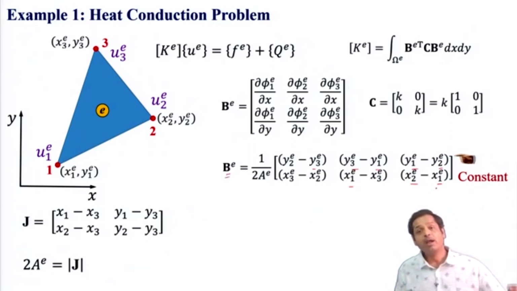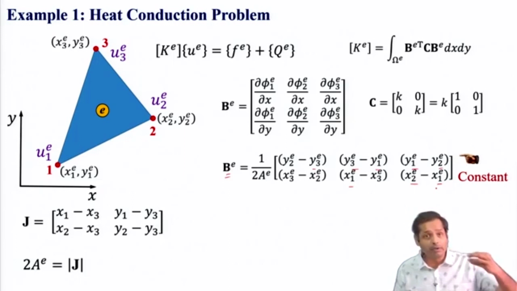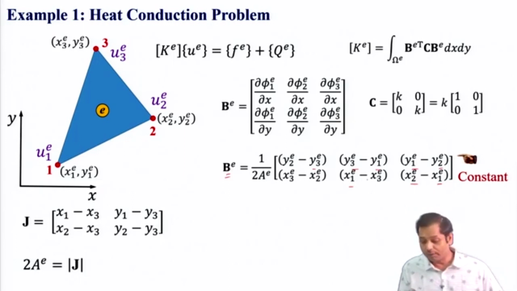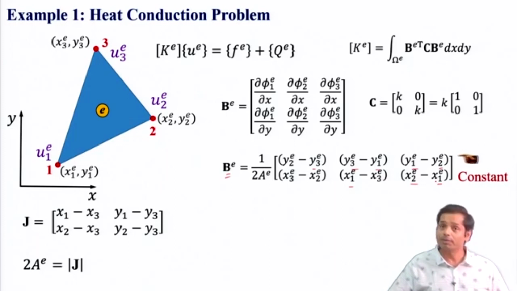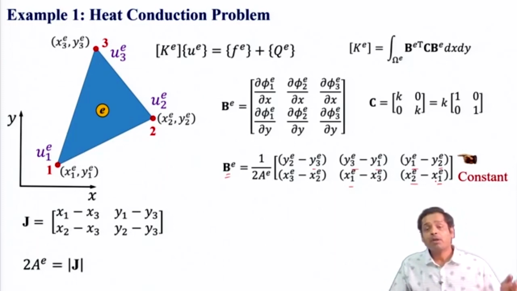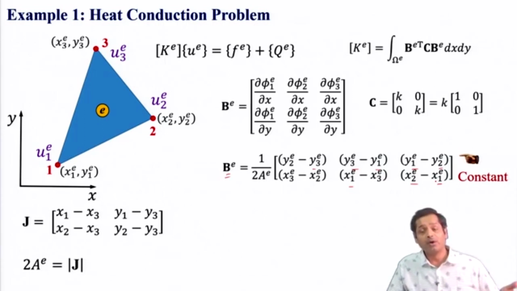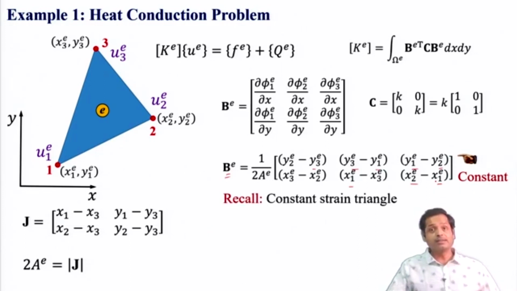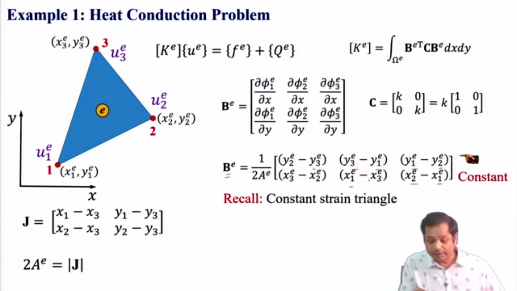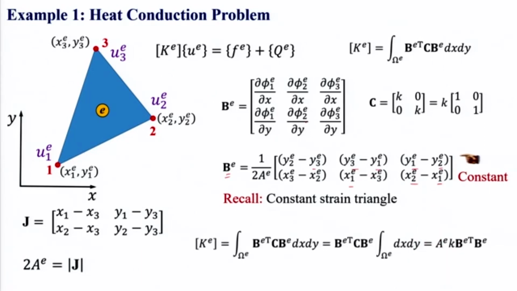For a given element, for given nodal points, this will be a constant for that element. And this is not a surprise, because if you recall, when we discussed this element, we had seen that this element is called constant strain triangle because the derivatives of the shape functions are constant over the element, right? That's why B is constant, because it essentially involves the derivatives of the shape function. Now, once we have this, B is constant.